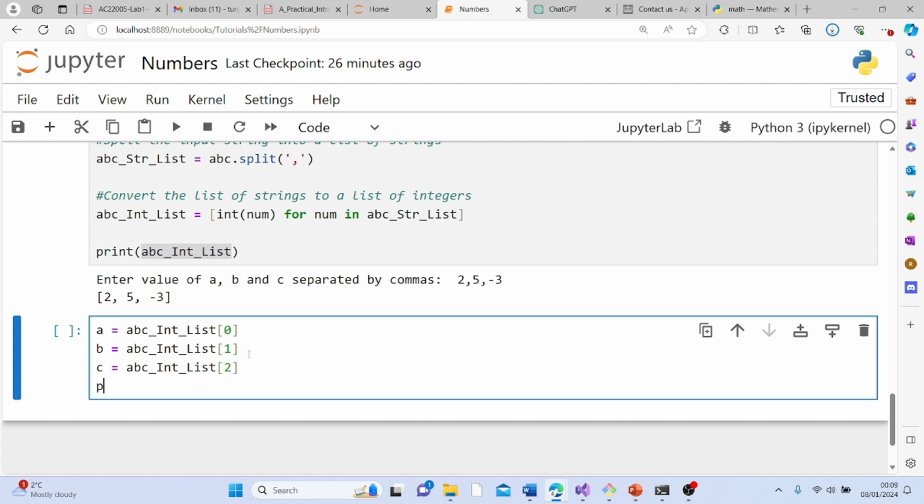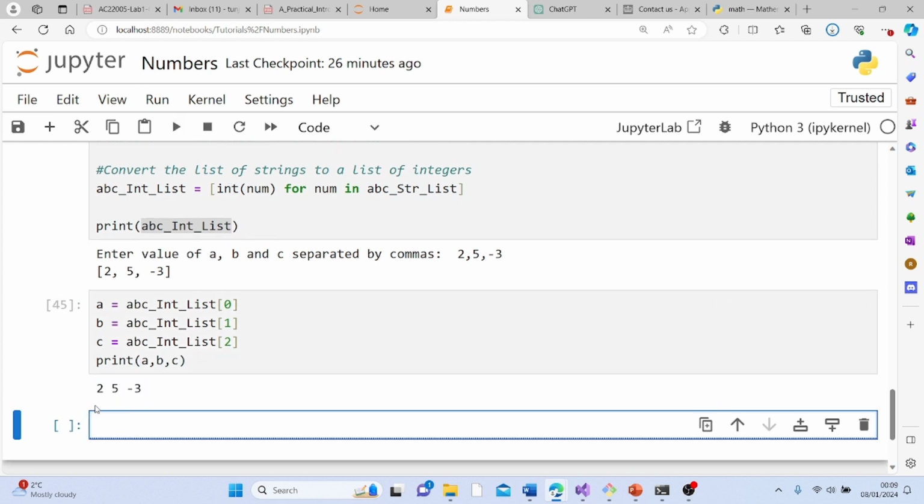So if I print my A now, B now, and C, you can see that I have my 2, 5, and minus 3. I have taken it from the list and assigned it to A, B, and C. So we have got our A, B, and C now. The next thing that we want to do now is to compute our roots.